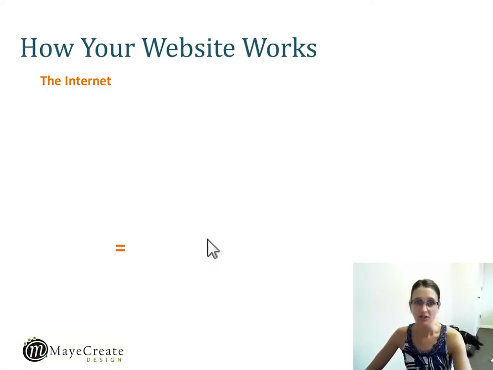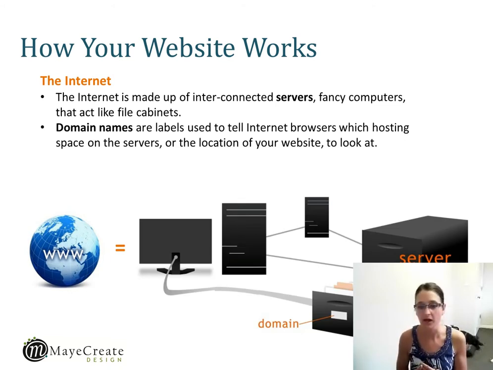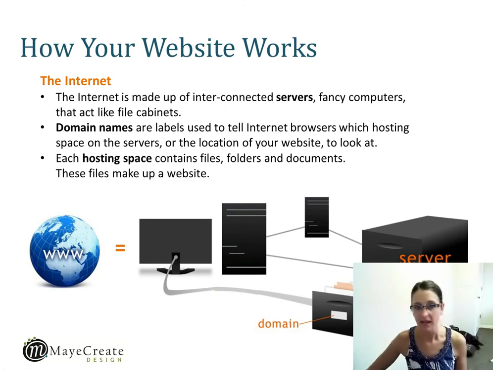So how does your website work? Well, your website, of course, is on the internet, and the internet is actually made up of a bunch of interconnected servers. They're like fancy computers, and they act like file cabinets holding all the websites of the world. And then domain names are applied to the outside of the file drawer, like right there. And those are labels that are used to tell internet browsers where to look on a server. So each hosting space is akin to a drawer in the file cabinet, and it contains files, folders, documents, all the things that your website needs to run.